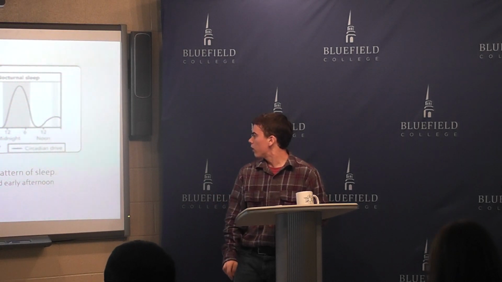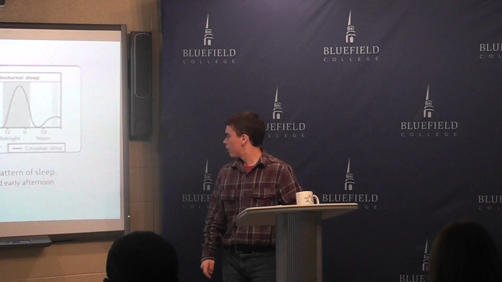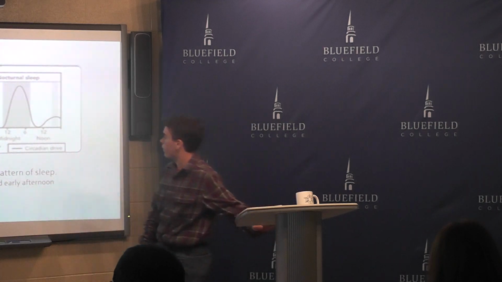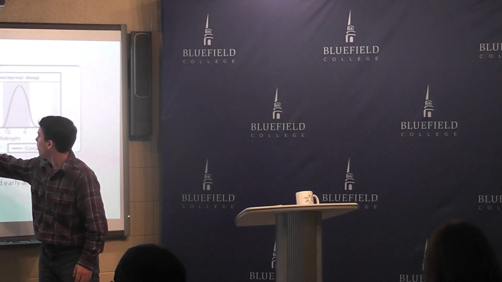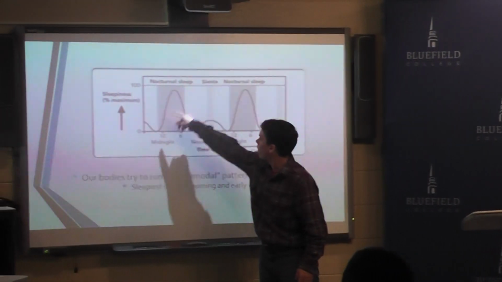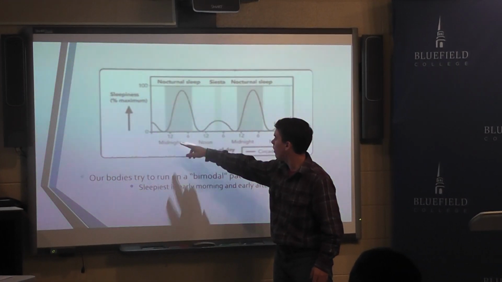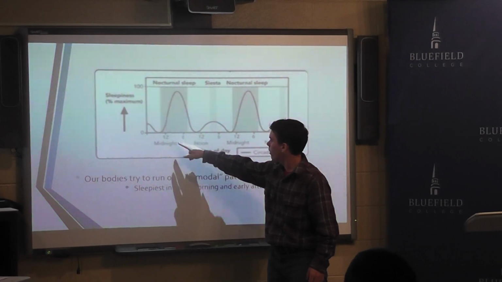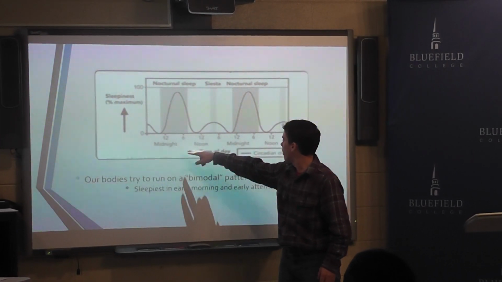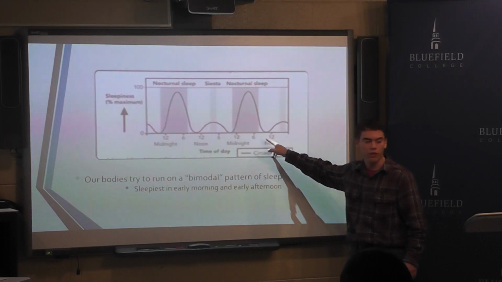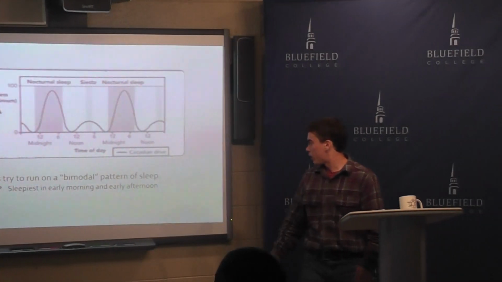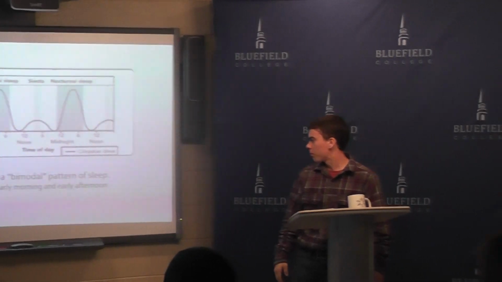And this is a graph of the sleep schedule that our bodies tend to like. Here you can see the percent of sleepiness. We're sleepiest in the early morning, and then about 12 hours later in the early afternoon, right about after lunchtime. And that's called a bimodal pattern of sleep.